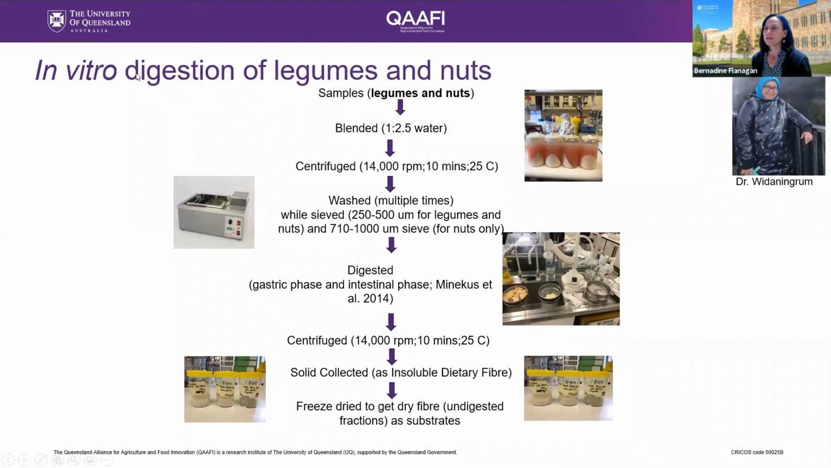So we started with in vitro digestion of legumes and nuts. We blend the nuts, centrifuge when we wash them, and then we sieve them to get different sizes, so we can see what happens to the different sizes during the digestion and fermentation. When we get our nice clean dietary fibre, as would go into the large intestine, we take that and do the in vitro fermentation.